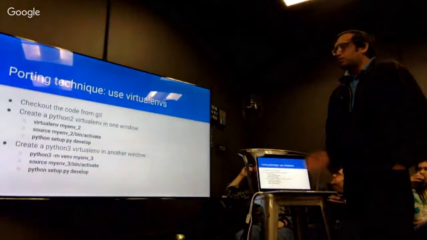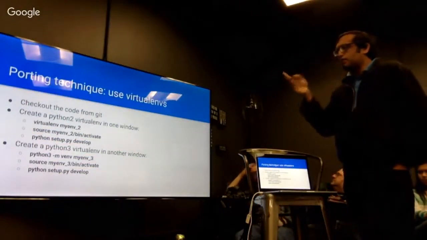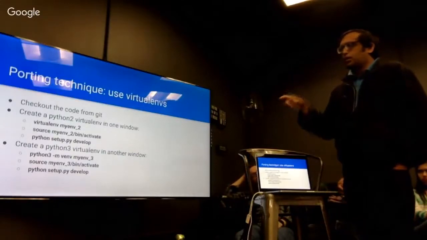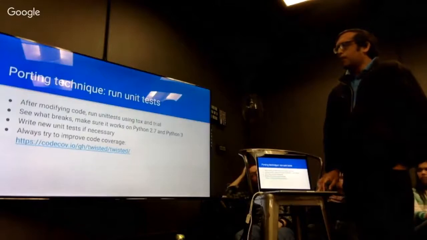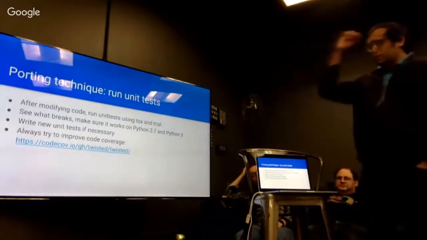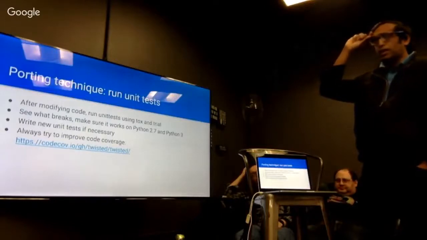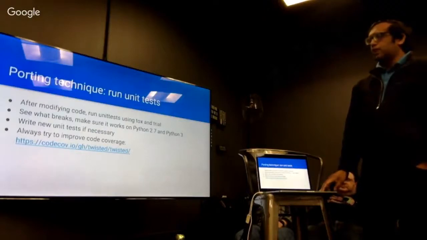And the way that I did this, no rocket science: create two virtualenvs on the same code base. The commands to create a virtualenv were slightly different in Python 2 and 3. Then modify the code, run the unit tests using trial and tox, see what breaks, make sure that it works on Python 2.7 and 3. Write new unit tests if you have to, look at the code coverage, and just keep going and going and going.